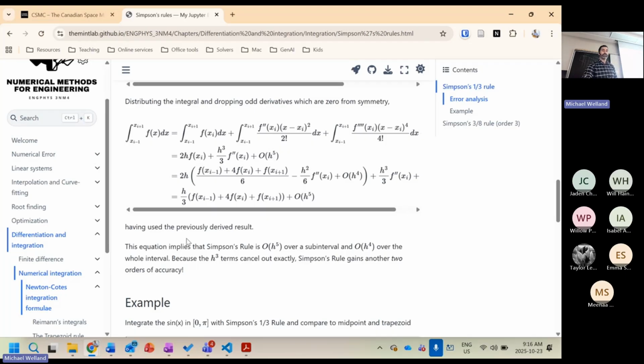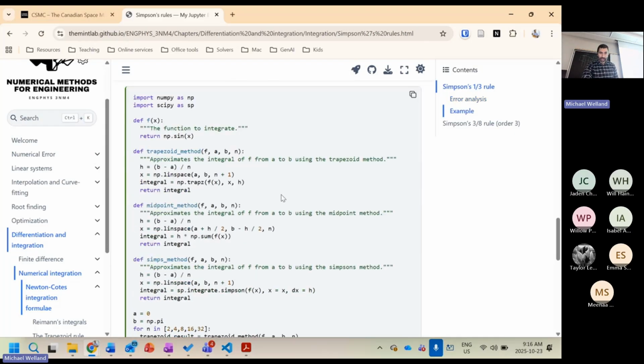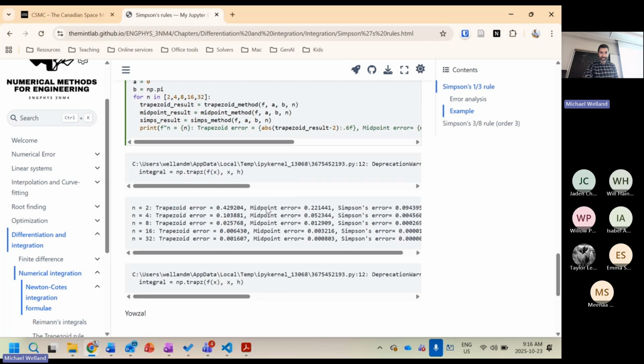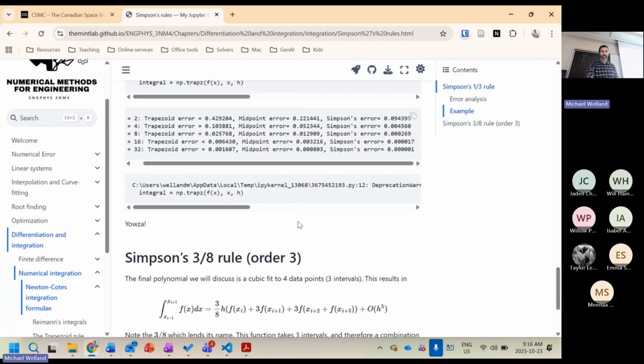And that's because you have this symmetry that ends up canceling out. So you get a benefit for nothing, basically, which is attractive. That's what makes Simpson's rules basically the go-to when you're doing this sort of stuff. That's what you want, but there's a caveat. Here's the example. So we're tacking on to the trapezoid, midpoint, Simpson's error, and Simpson's error just plummets. It's order 4, so it goes down by a factor of 16 every time, which is fantastic.